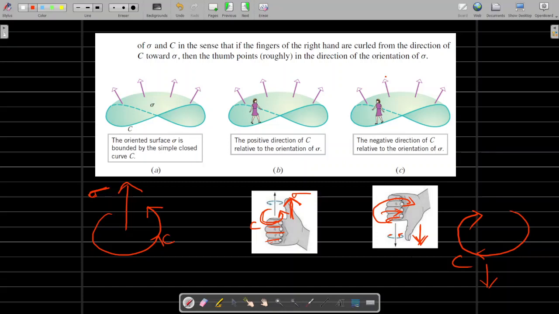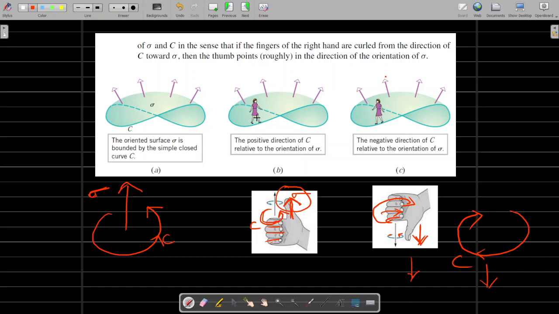So this thumb is facing down and the fingers are facing in the orientation of C. So the thumb is facing in the direction of orientation of sigma, and the fingers are facing in the positive direction of C. Here also the thumb is facing in the direction of orientation of sigma and the fingers are facing in the positive direction of C.